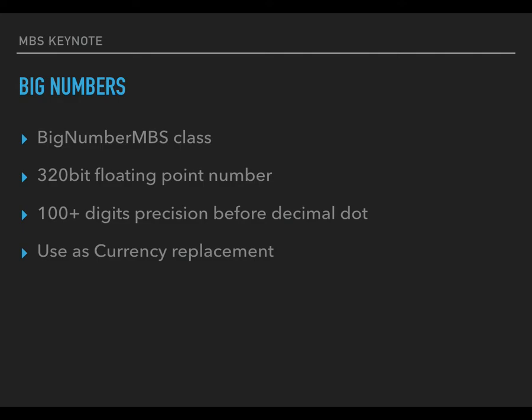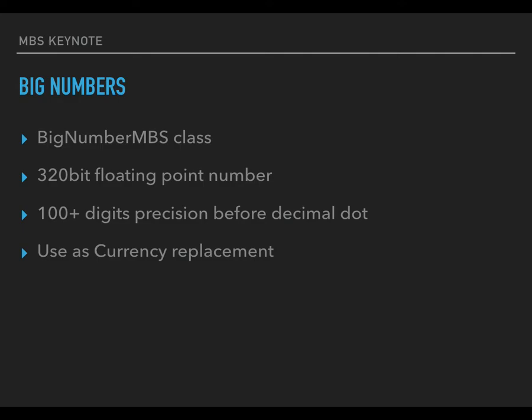Then let's talk a little bit about the features we got in the last year. We do have a big number class. I created it because the double type is not precise enough for more than 15 digits. So I thought about using a C library, implementing a number with whatever precision you want. And I configured it to be a 320-bit floating point number. So you have over 100 digits of precision.